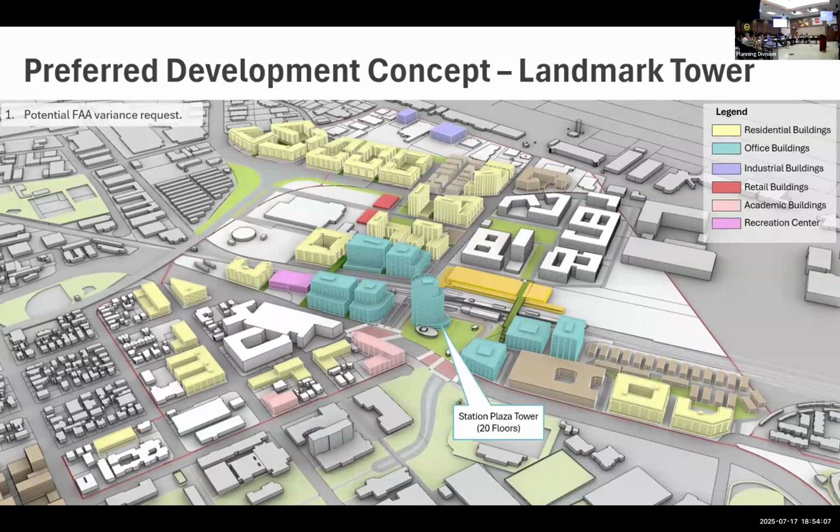And the city would have to request an FAA variance since it doesn't fall within their existing height limit. And I don't think we propose doing that in too many places, just thinking about whether we want one iconic element within the station area itself so that it is recognizable in the skyline from a distance.